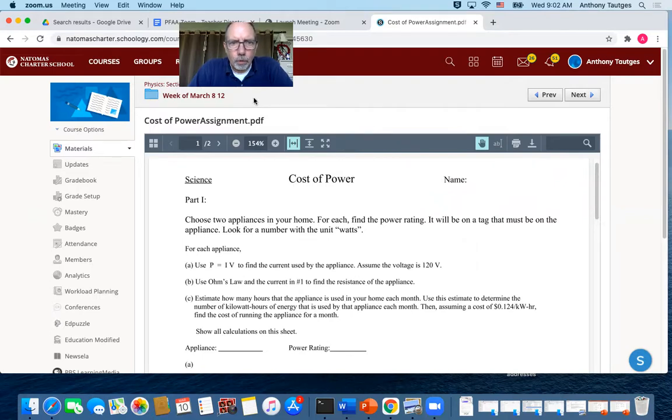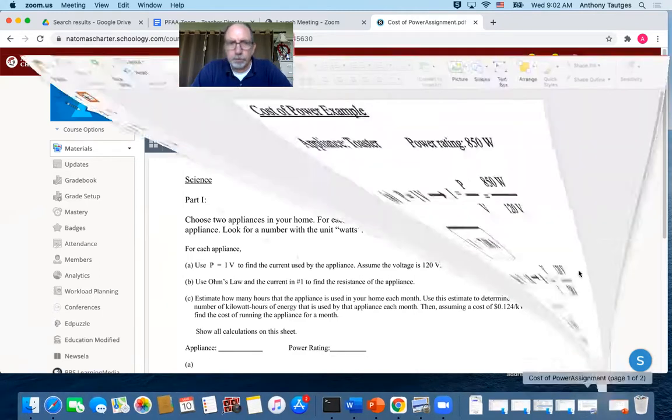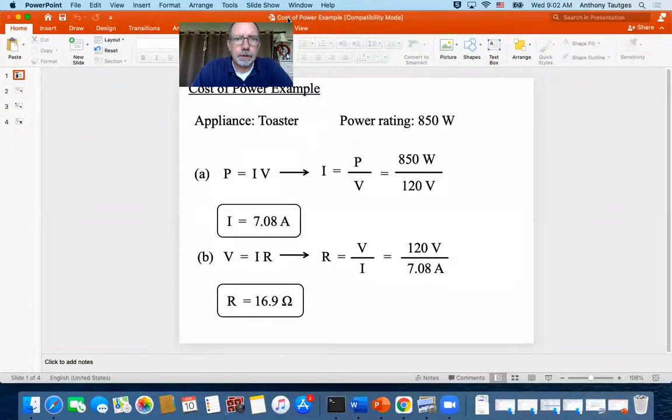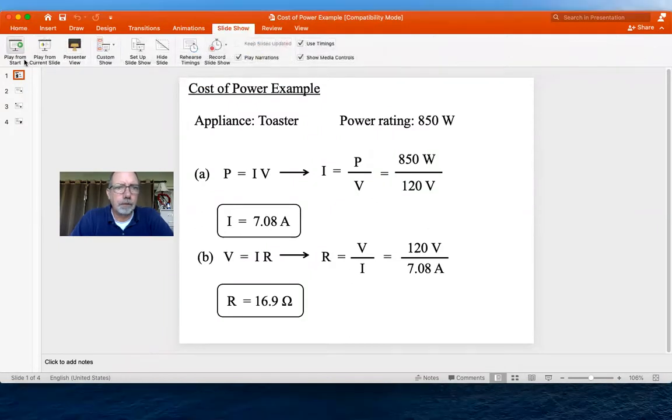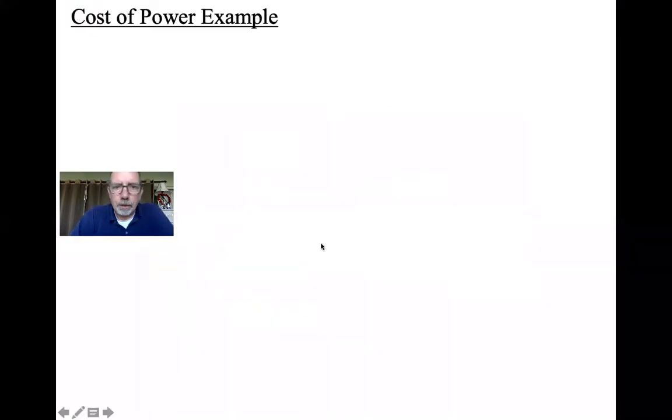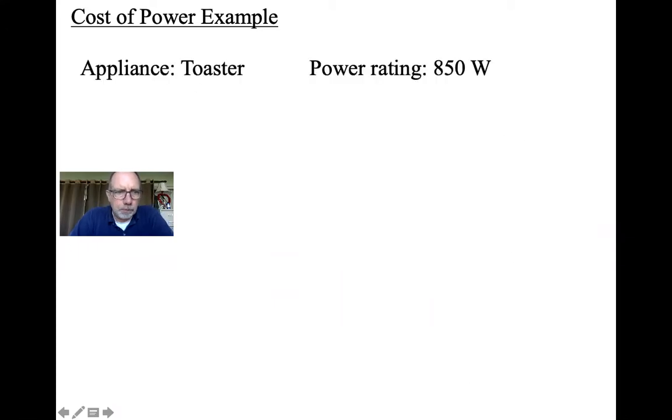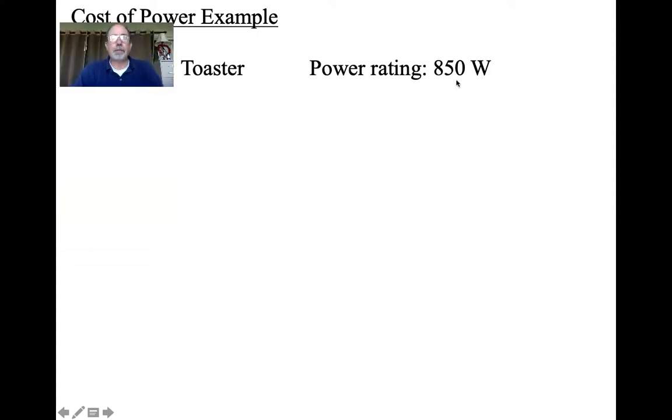So now I want to go over this example. I'm going to keep the screen, and here's my cost of power example. Let me get my toolbar out of the way, and let's run through this from the beginning. Now, I'm going to use my parents' toaster. It turns out that that's the same power rating as the toaster I have in my kitchen, that I brought from Wisconsin.